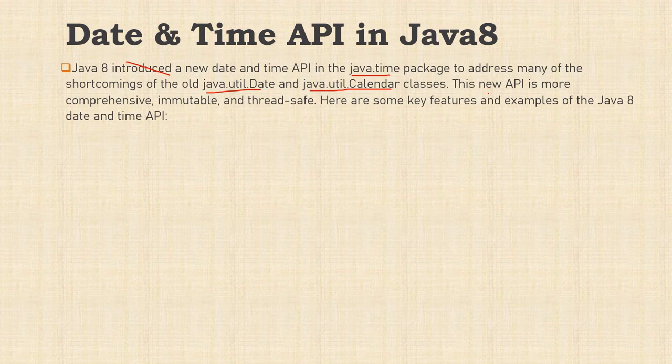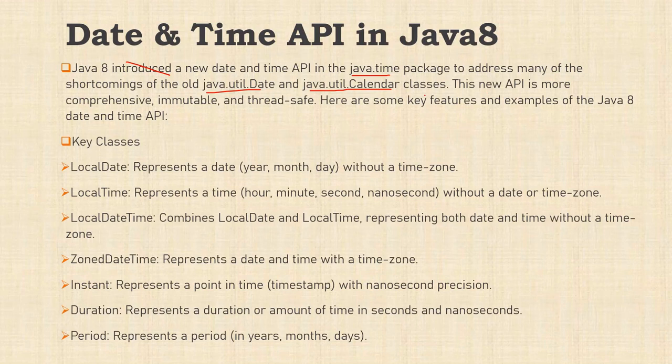Here are some key features and examples of the Java 8 date and time API. We are going to see the key classes. We have LocalDate, which represents a date, year, month, day, without a time zone. You can use this class for that. And LocalTime represents a time, hour, minute, second and nanosecond, without a date or time zone. Then LocalDateTime combines local date and time, representing both date and time without a time zone. This is also a class.